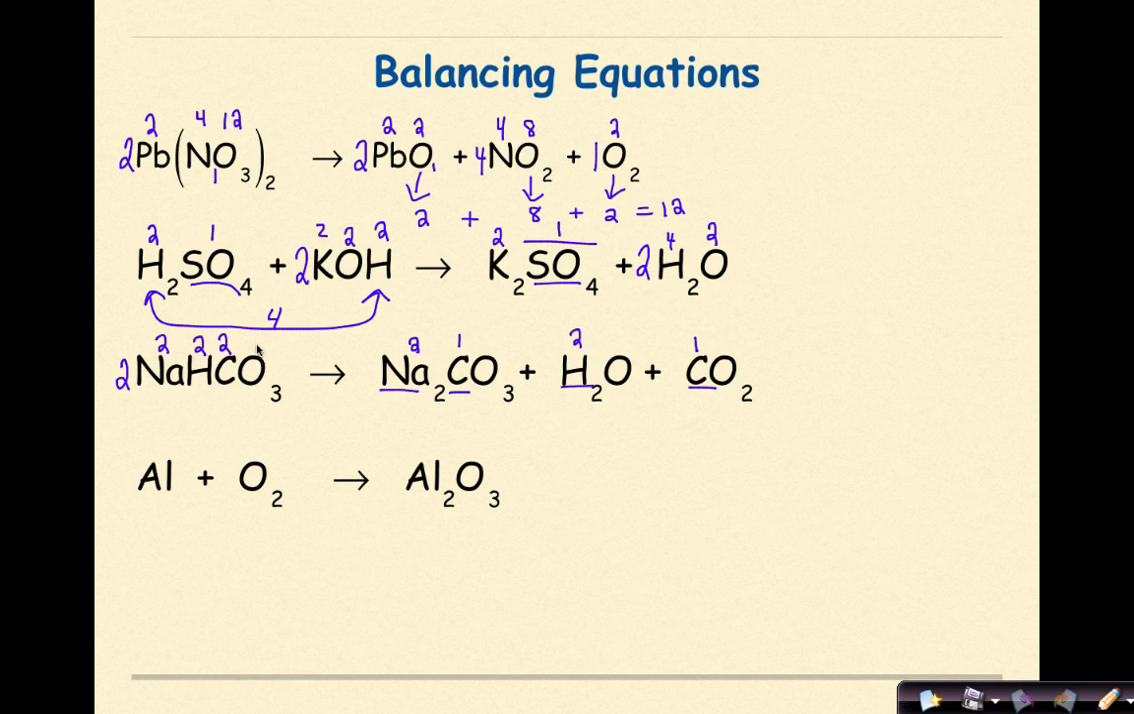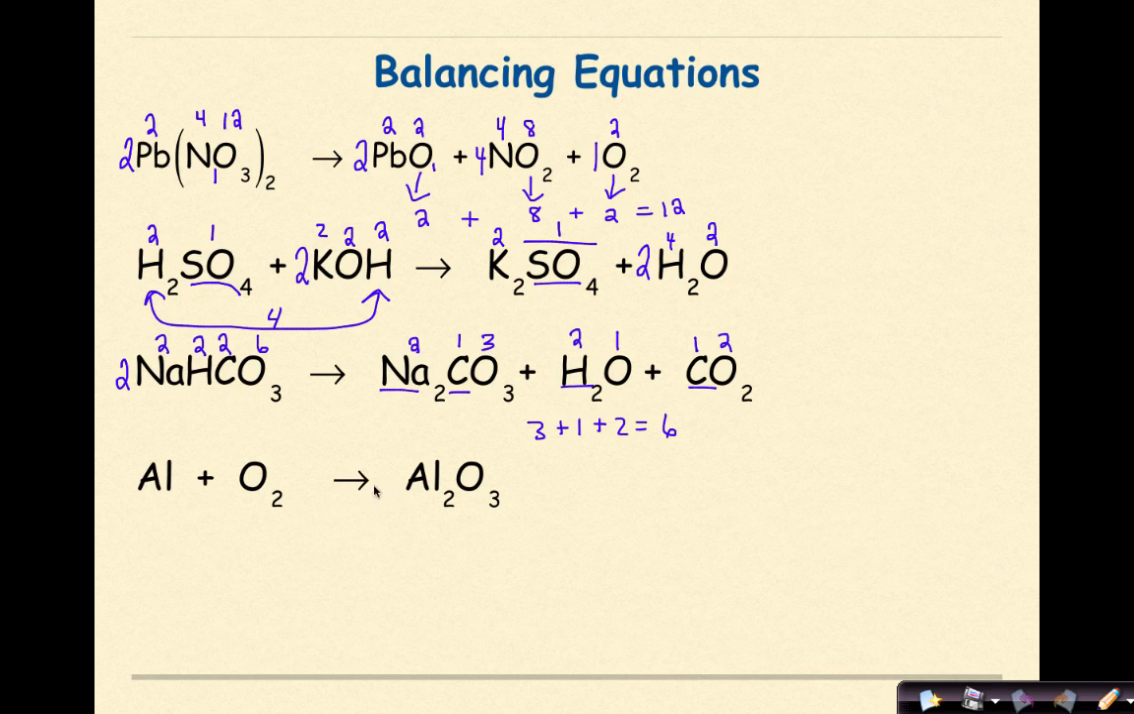So 2 times 3 gives me 6. I have 3 oxygens here, 1 oxygen here, 2 oxygens here, and 3 plus 1 plus 2. Hey, look at that, 6 oxygens. So again, if you label, if you're methodical, if you leave those oxygens and hydrogens to the end, it should work out okay. Last one.